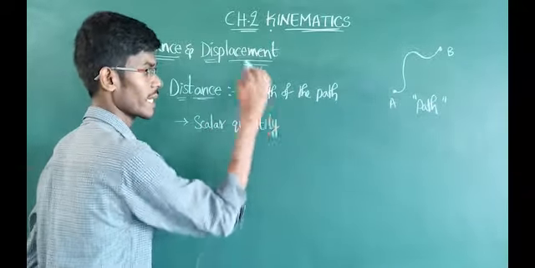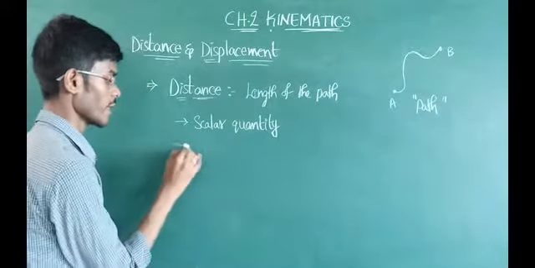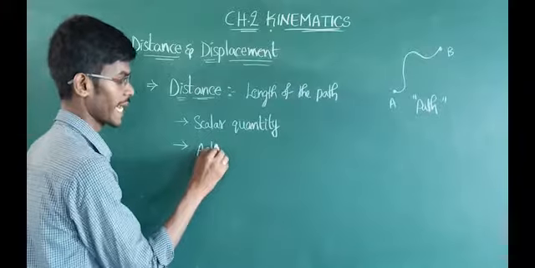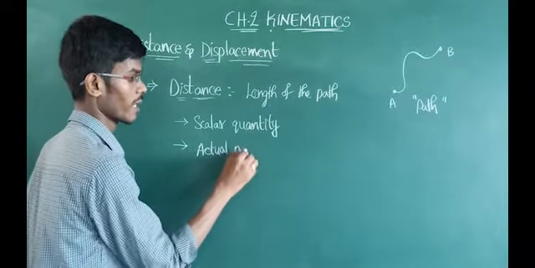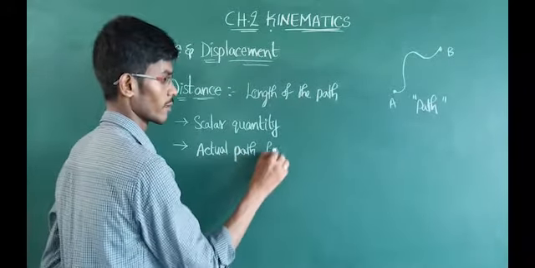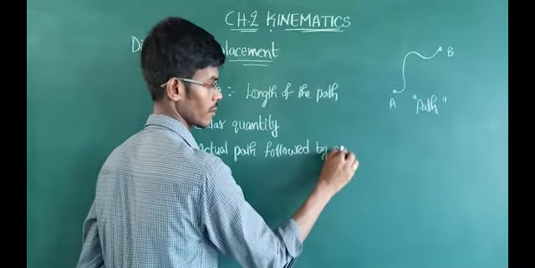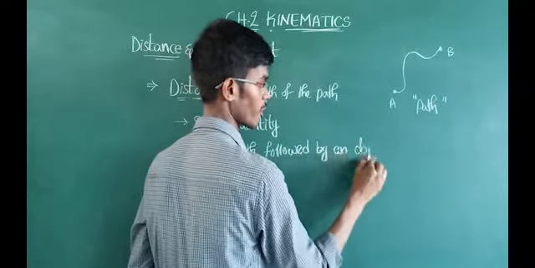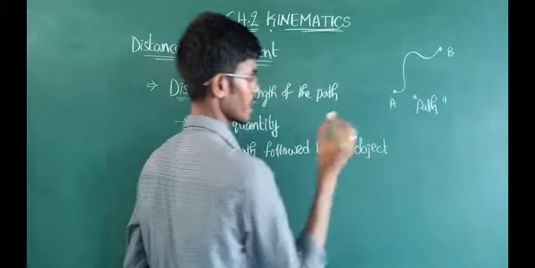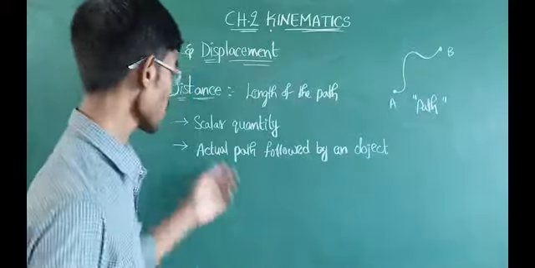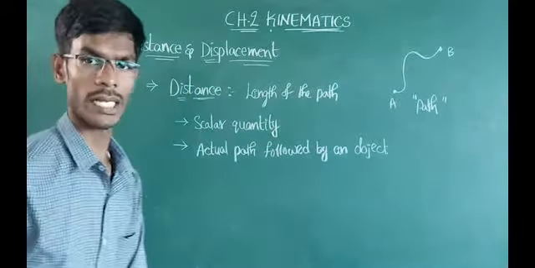Distance is a scalar quantity, and another way we can represent it is, distance means the actual path followed by an object. The actual path followed by an object is known as distance. So here scalar quantity means what?